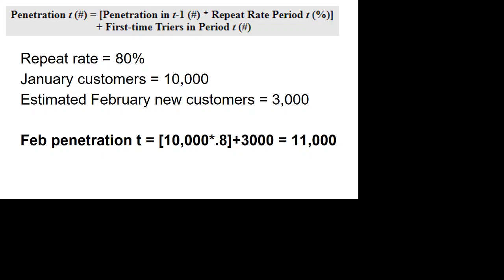So you're taking the number of customers you had last period, multiplying that times the expected repeat rate. Those are the customers that are going to continue to be customers in the next period. And to that, you add your estimated first-time triers.